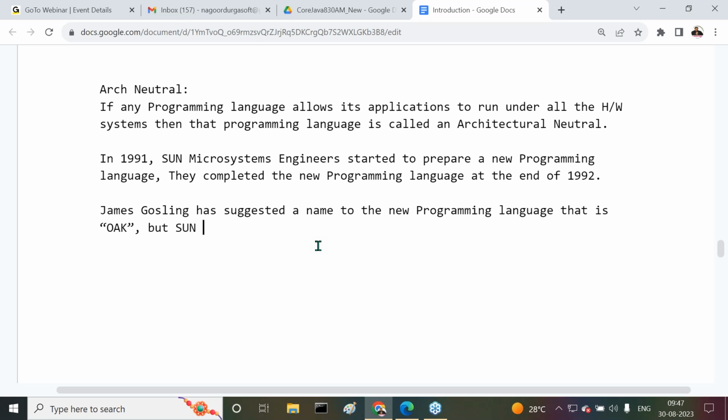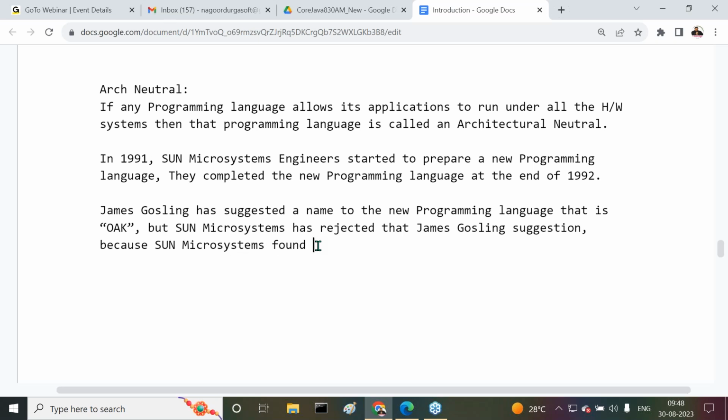But what happened there? Sun Microsystems has rejected James Gosling's suggestion. Why? Because Sun Microsystems found that Oak is a name of another programming language which already existed.